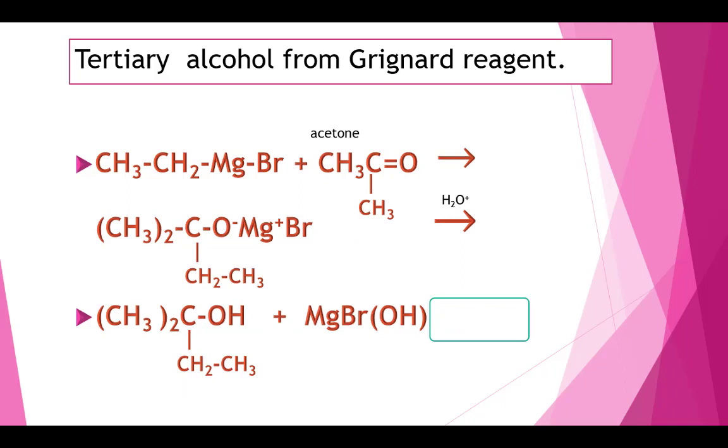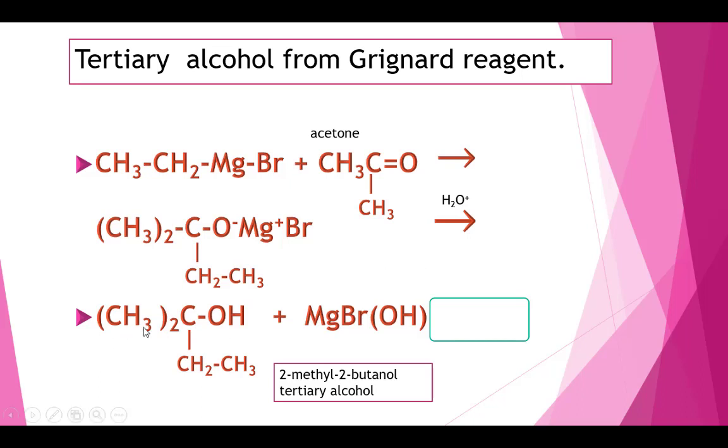To prepare tertiary alcohol, we have to react this Grignard reagent with acetone, CH3, C double bond O, CH3. There is again an ethyl group, OMgBr. This intermediate on hydrolysis is converted into tertiary alcohol and MgBrOH. Dear students, this is tertiary alcohol and it is 2-methyl 2-butanol.